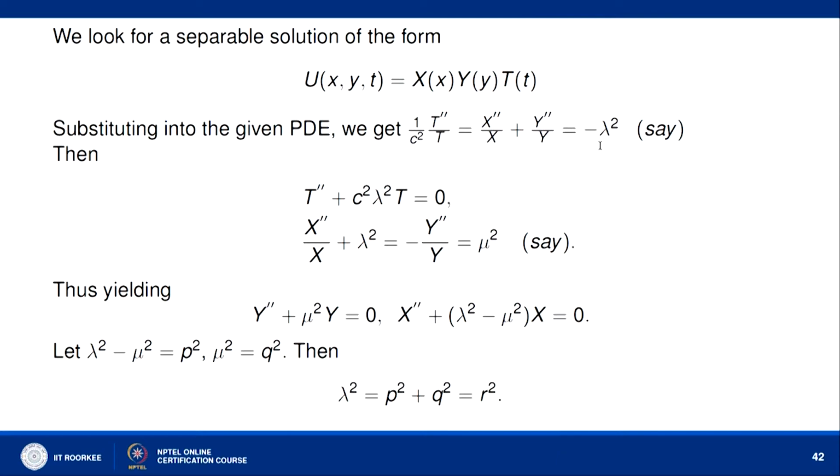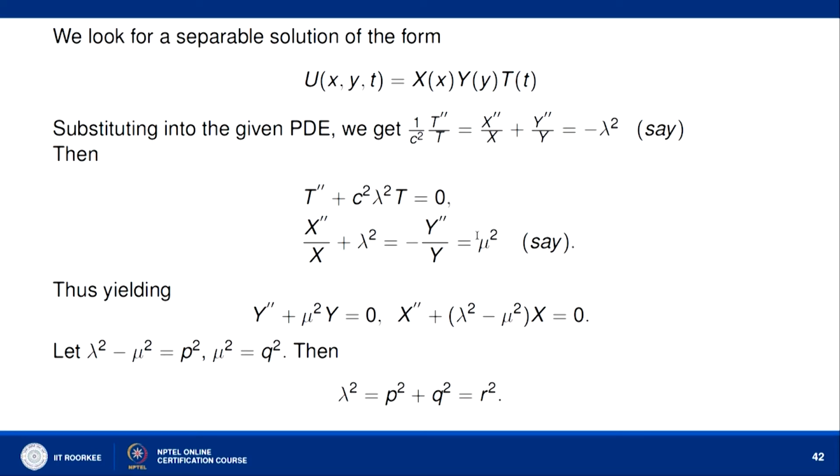So when we write it, 1 upon c square T double dash upon T equal to minus lambda square is written as T double dash plus c square lambda square T equal to 0. Using this I can write X double dash upon X plus lambda square equal to minus of Y double dash upon Y equal to mu square, some other constant, because this is a function of x only and this is a function of y only, and these two are equal when each one is separately equal to some constant value. Let us call this separation value mu square.